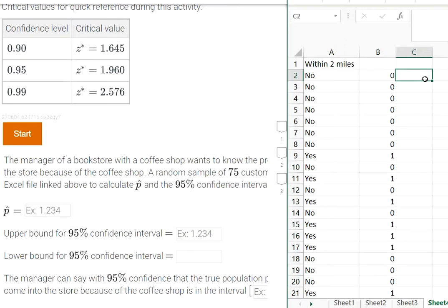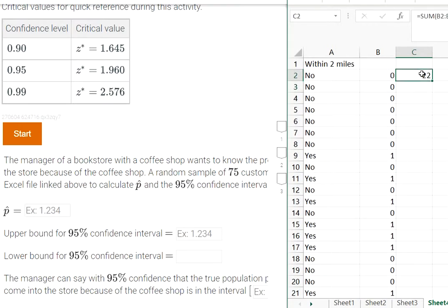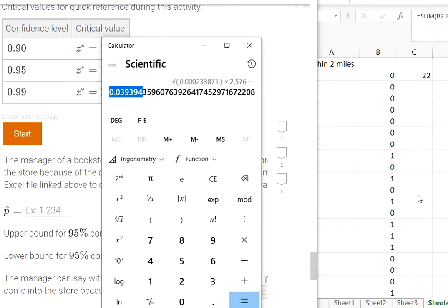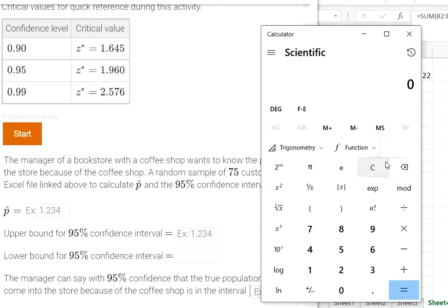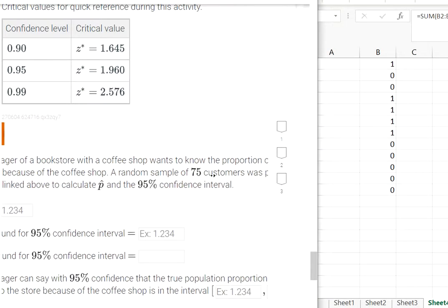And then we can just find out how many yeses there are by finding another empty cell, type equals sum, go from B2 to B whatever, B51, and then close that parentheses. So there, we added them up real quick. There's 22. So now we know our sample proportion. It's 22 divided by our sample size.